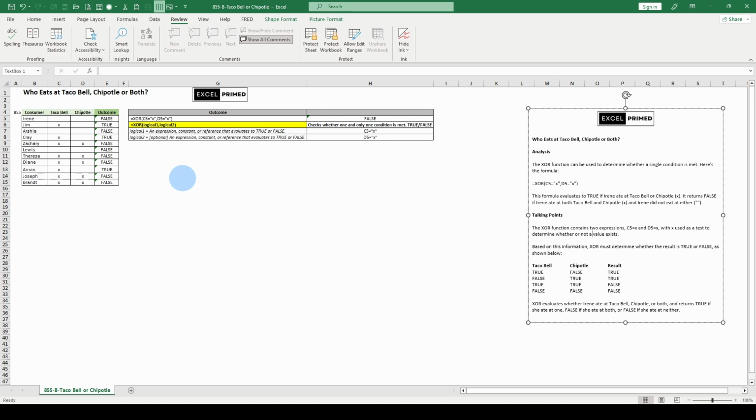What's the point of this? You'll find a use, but that's the XOR function in its whole.